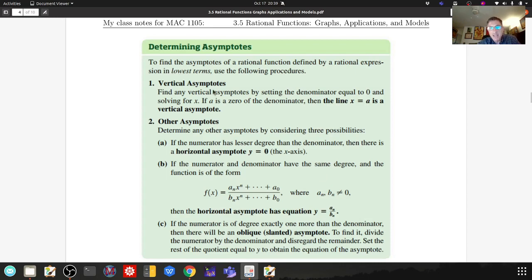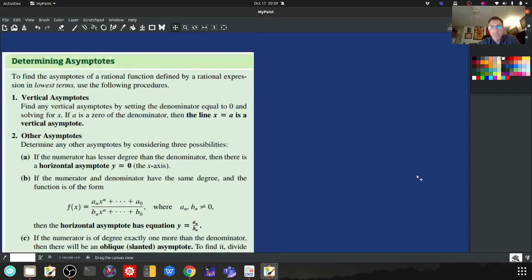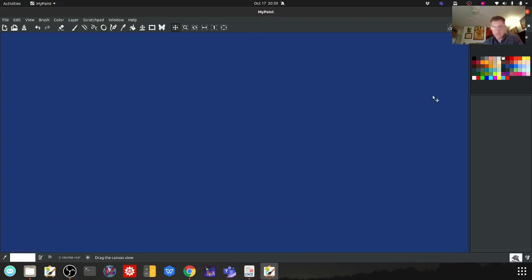When they put something in italics, it's really important. Let me give you just a really quick example of what that means. So let's define a rational function. I'm going to give you a rational function that's not reduced to its lowest terms. So this is not reduced to its lowest terms, and I'm just going to say that's p(x) over q(x).